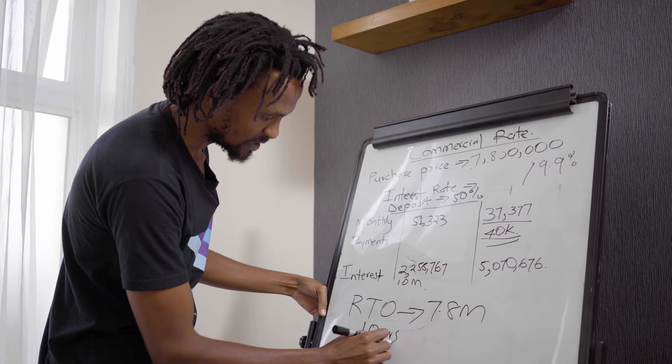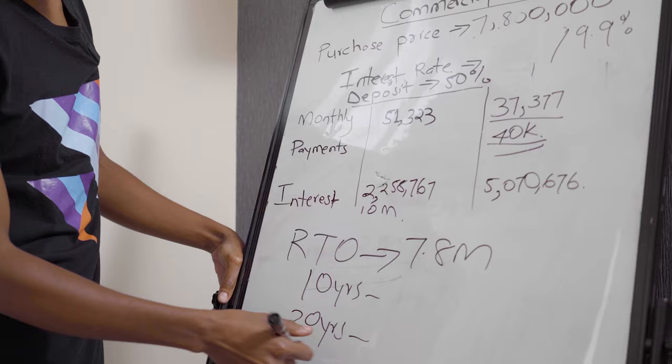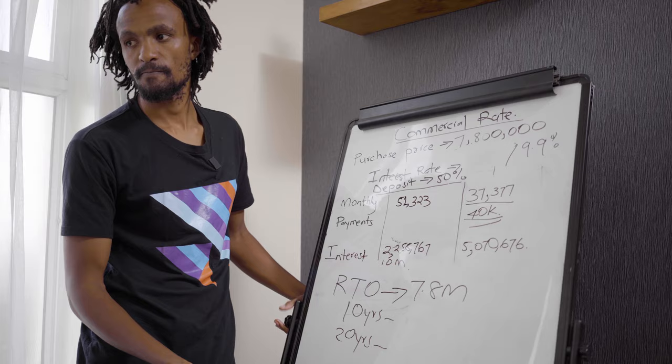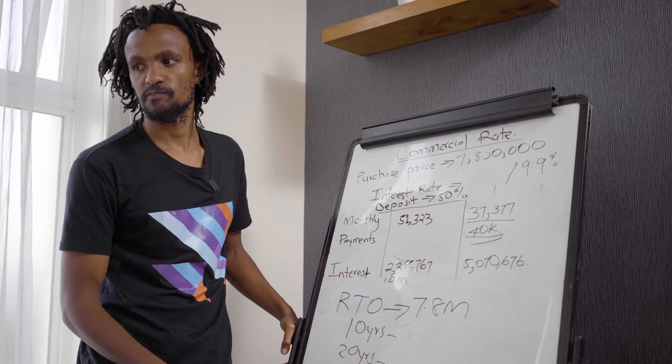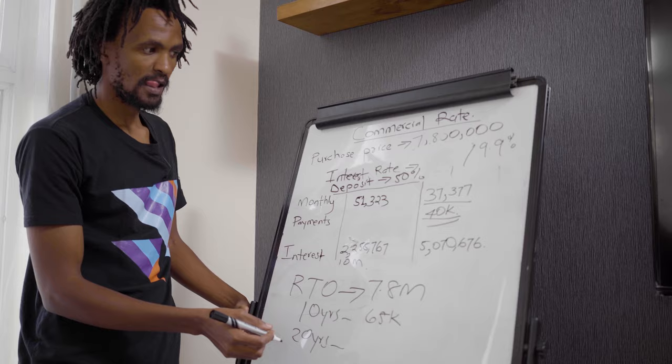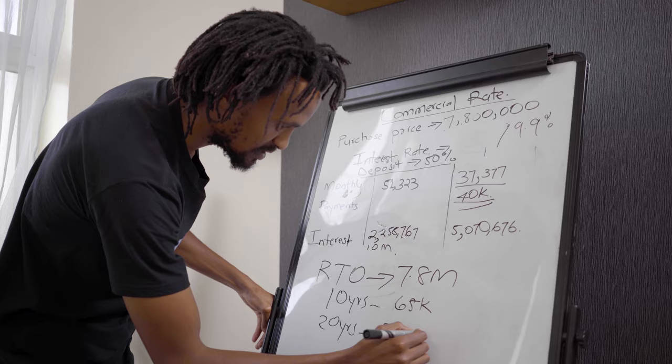So if you paid in 10 years, it will be 7.8 divided by 120 months. We'll do it so that we get an actual figure. If you do it in 20 years, it's 7.8 paid in 240 months. 7.8 million divided by 120, 65,000. If you do it in 20 years? So 7.8 million divided by 240, 32,500.